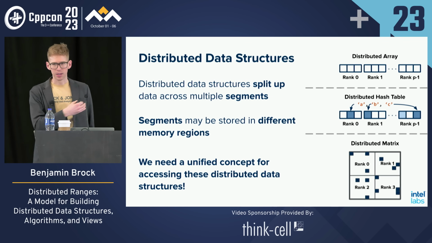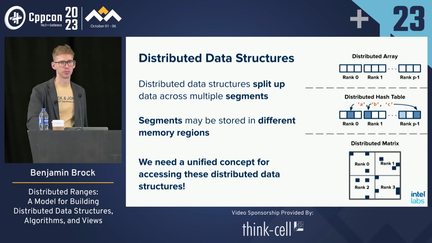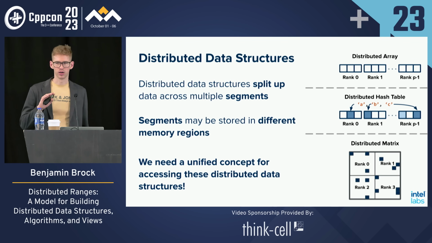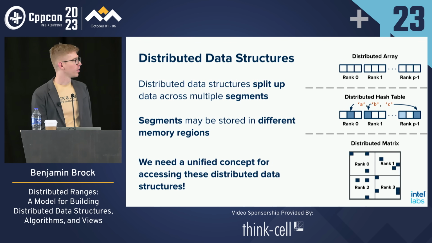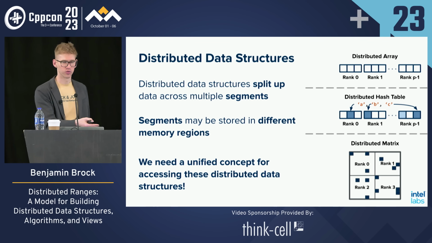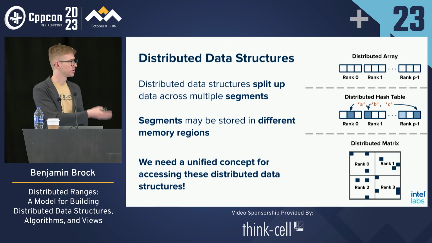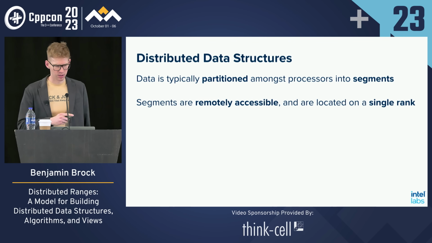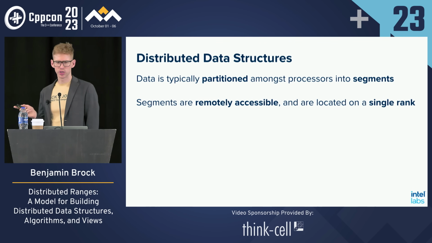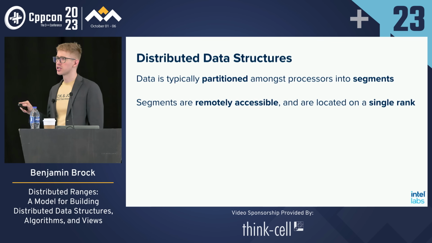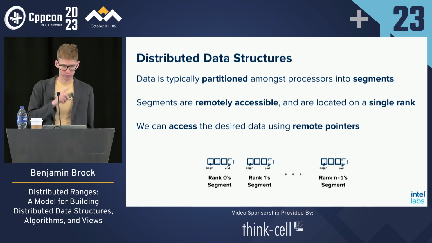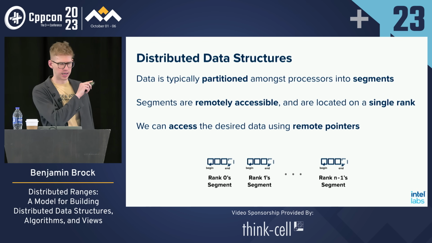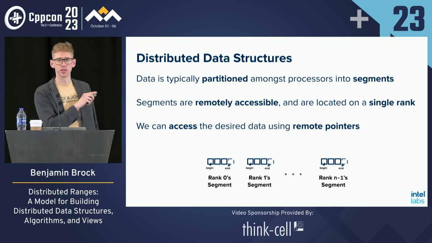And what we want is a unified concept for accessing all of these different kinds of distributed data structures, right? Typically what is done is somebody implements a distributed data structure, and then they implement some algorithms that are specific to the data structure. What we'd like to do is have a level of genericness, like the standard library, where we can implement an algorithm that will work for multiple different data structures. Okay, so our data structure is partitioned across multiple segments. Each of these segments is remotely accessible, and it's located on a single rank. We can access each of these bits of data if we want using these remote pointers.